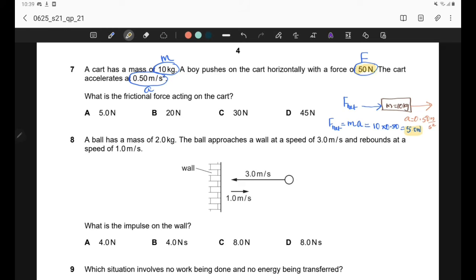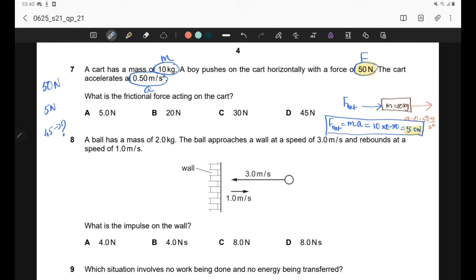But in the question it's mentioned that a boy pushes on the cart horizontally with a force of 50 Newton. So there is a boy who is pushing on the cart with a 50 Newton force, but on the cart the net force is only 5 Newton. So what happened to the remaining 45 Newton force? Even though he is applying a 50 Newton force, only 5 Newton force is resulting on the cart.